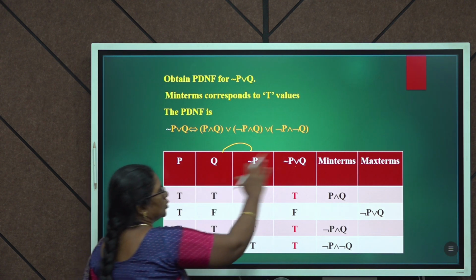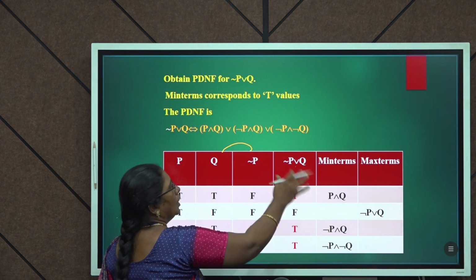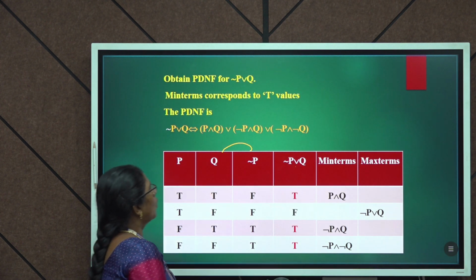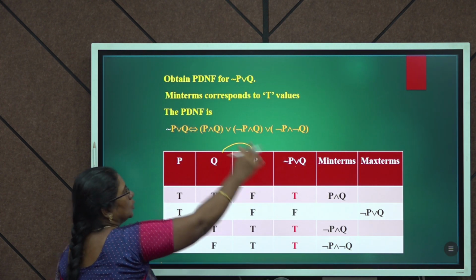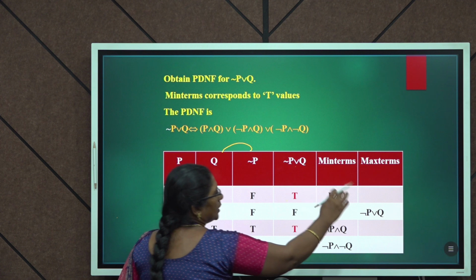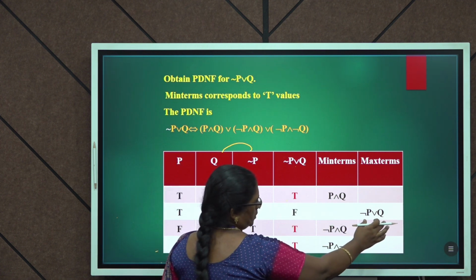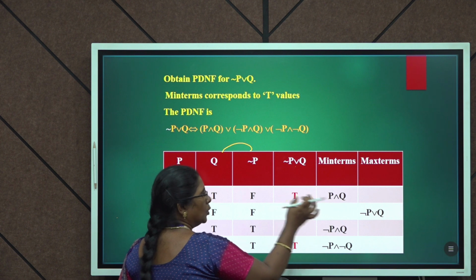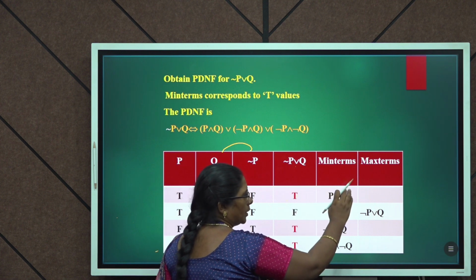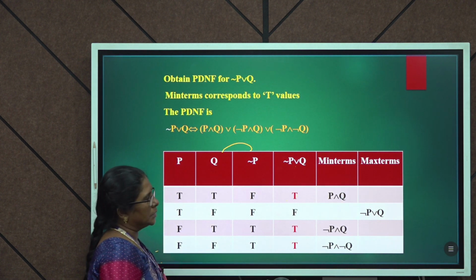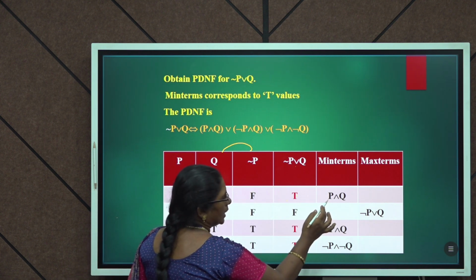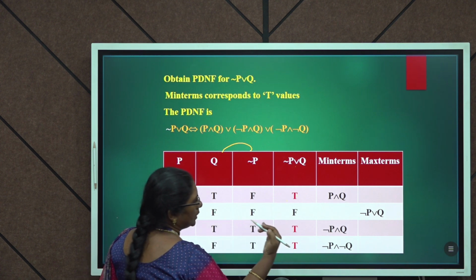Now we have constructed the truth table for the statement formula negation P cup Q. Let us write the possible minterms and maxterms of this statement formula. Minterms correspond to truth value true, whereas maxterms correspond to truth value false. Wherever true is there, we write the corresponding minterm, and wherever false, we write the maxterm. Let me tell you how to write minterms. You connect the variables P and Q. If the value is true, you write the variable as it is; if it is false, you write its negation.